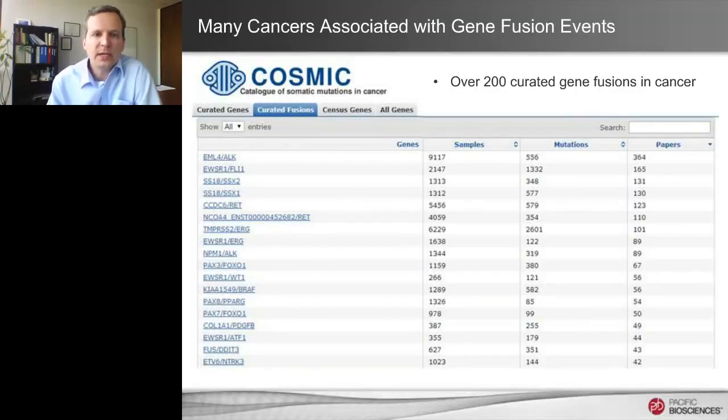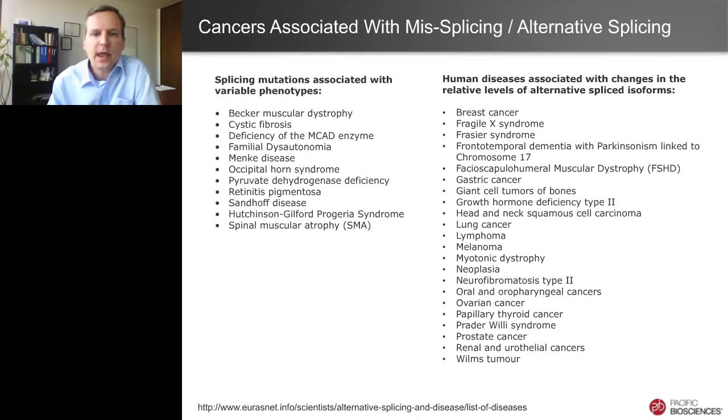There are, of course, many gene fusion events that have been characterized and associated with cancers. Currently, there are over 200 curated gene fusion events in cancer. And many cancers are associated with missplicing, alternative splicing, splicing mutations associated with variable phenotypes. And there's a large number of diseases that have an underlying cause in missplicing, or diseases that are associated with changes in the relative levels of alternatively spliced isoforms.